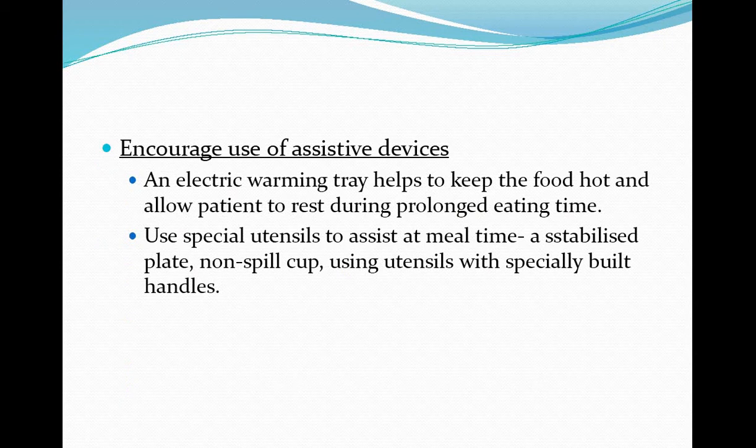Also, we can make use of assistive devices like an electric warming tray, which is quite helpful. Some people like to eat hot food. Now because they are taking so much time chewing the food, they may just stop because the food is cold by the time they are eating. So an electric warming tray helps to keep the food hot and allows the patient to rest during prolonged eating times. So the person can always, if he feels tired, stop for a while, take rest, and then again start eating.